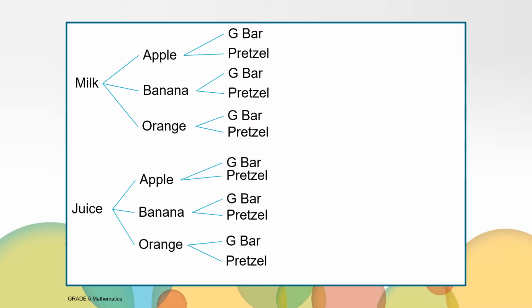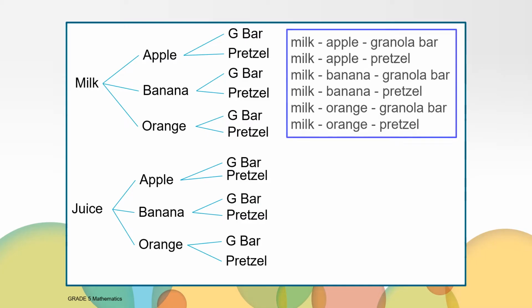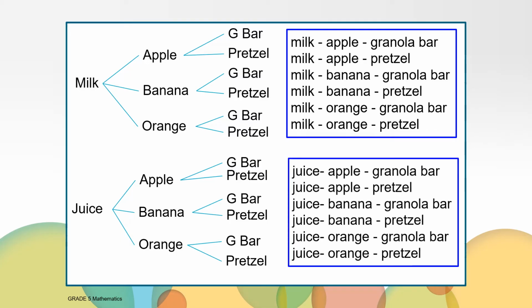Here's my tree diagram for Ryan's snack options. I used my tree diagram to help me create my list. In order to make sure I included all the combinations, I started with the milk combinations, listing each one by following the branches or lines. Then I repeated them with the juice combinations. Altogether, Ryan has 12 different combinations he can choose from.